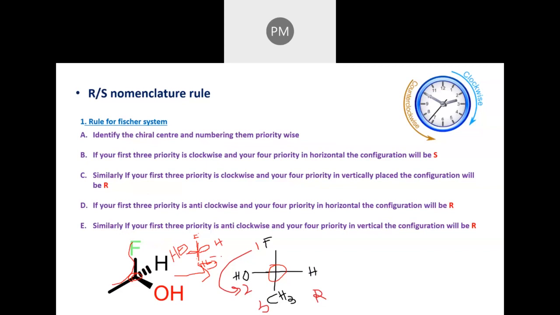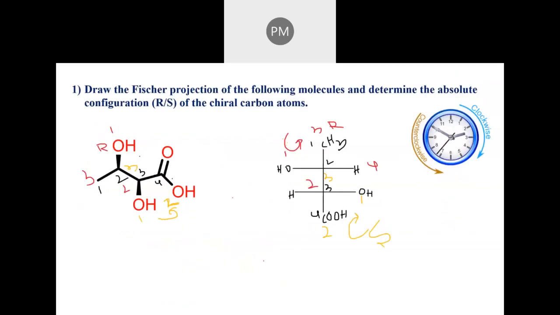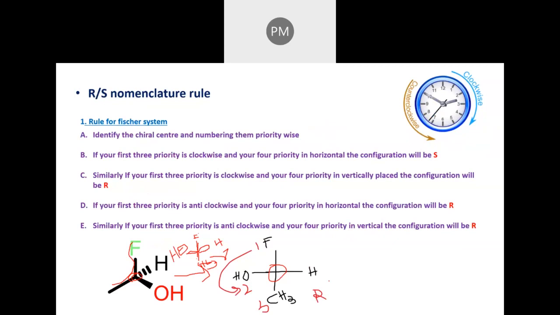After that we have to make this conformation into Fischer conformation. Then we have to tell whether this configuration is R or S. After making this conformation in Fischer form, there is a rule to determine R or S configuration for this molecule. The Fischer rule is somewhat different from the OH conformation rule.